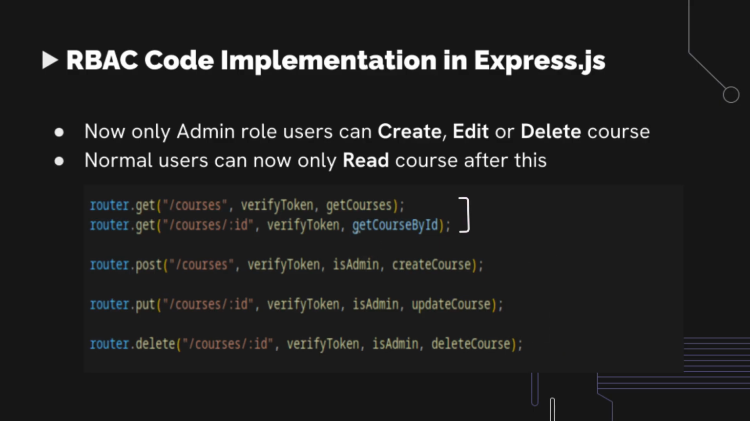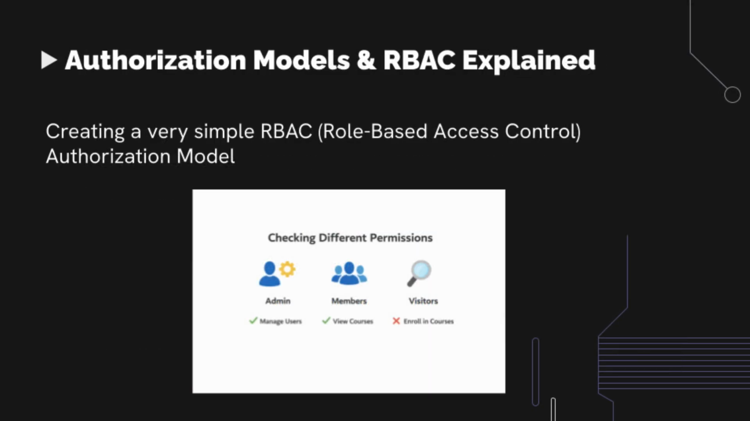Notice that we do not apply the isAdmin middleware to the read course routes. This means both admin and normal users are allowed to view course data. That is exactly what we are trying to implement in our application. With this approach, we have implemented a very simple role-based access control model where access to the backend APIs is decided based on the user role.